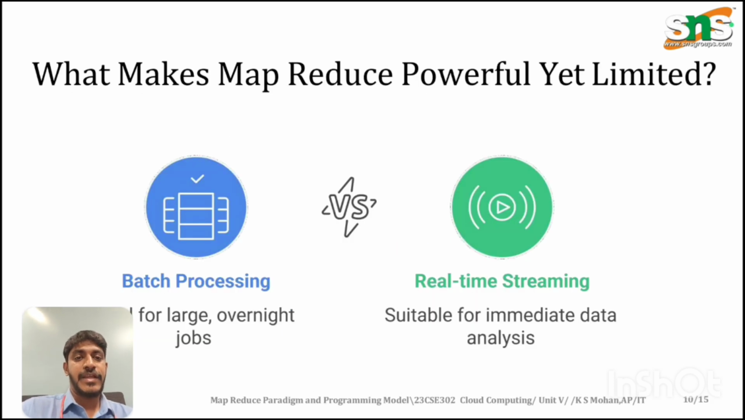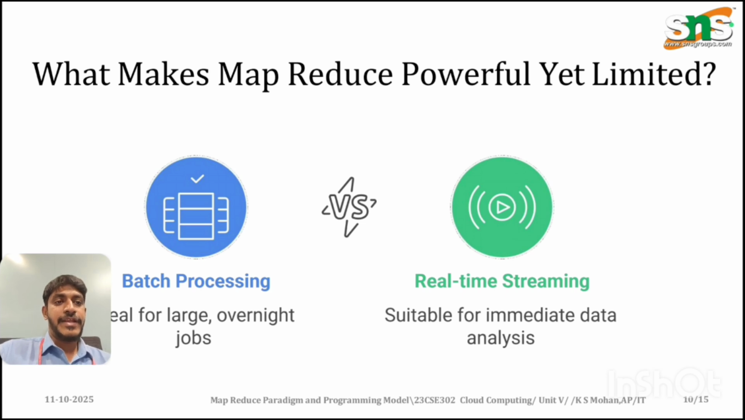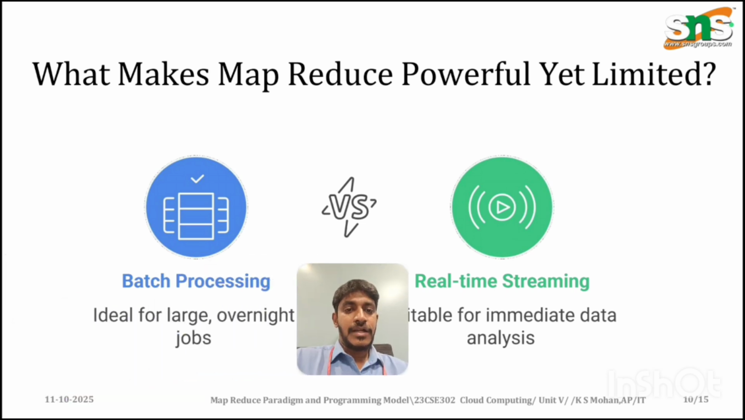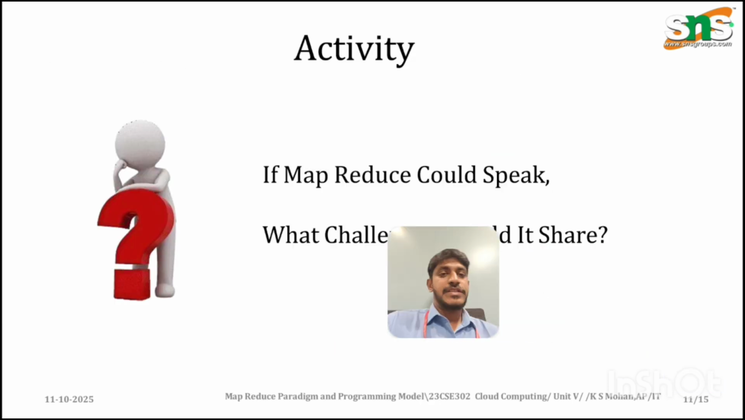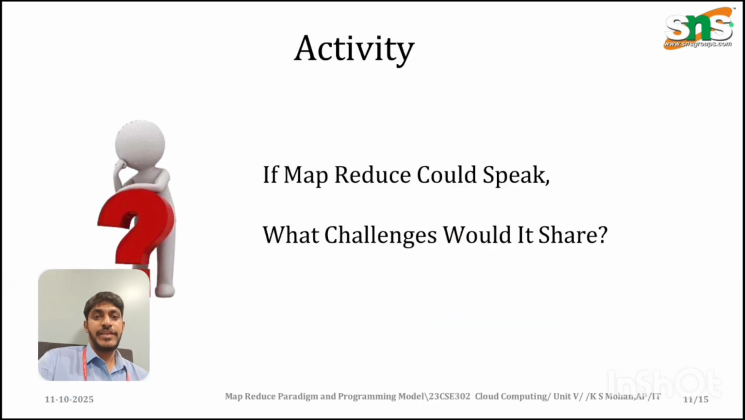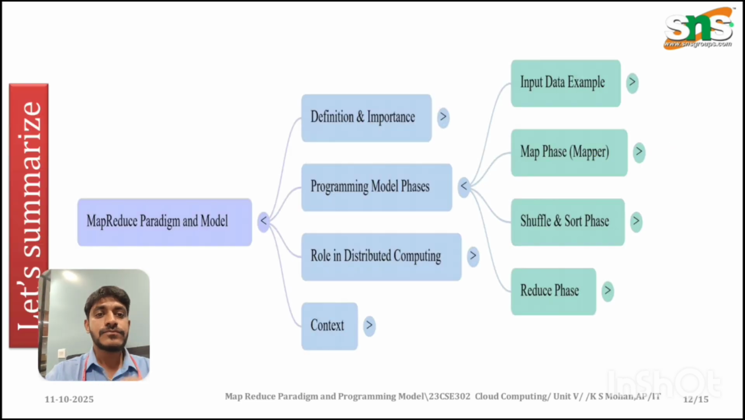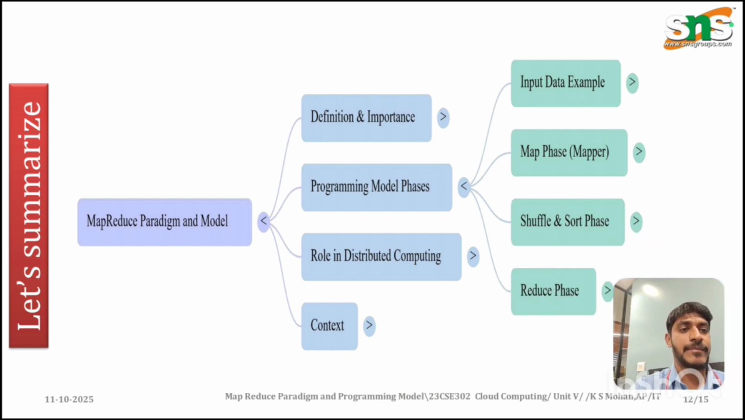In this example we see that MapReduce is powerful yet limited. It is batch processing, ideal for large workloads and overnight jobs, whereas real-time streaming helps with immediate analysis. Let's have a small activity here: how could MapReduce scale, and what challenges would it face? Then next we summarize these kinds of MapReduce problems.